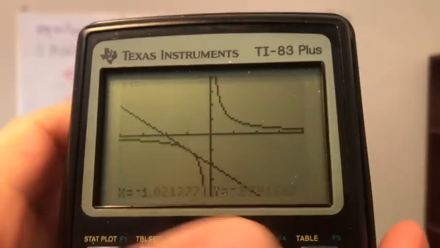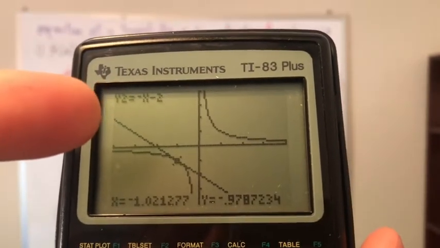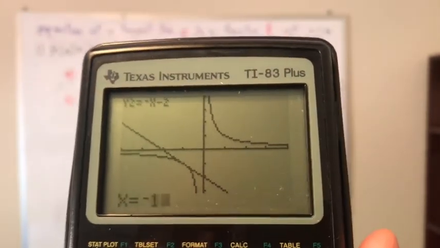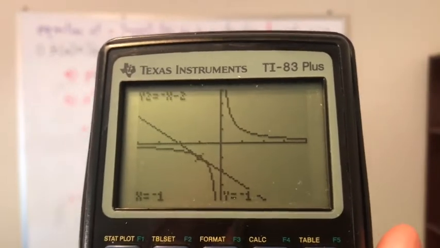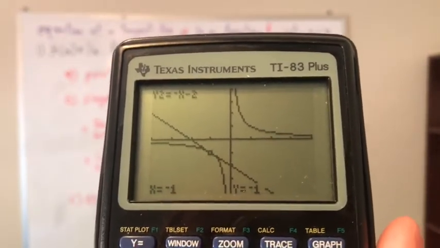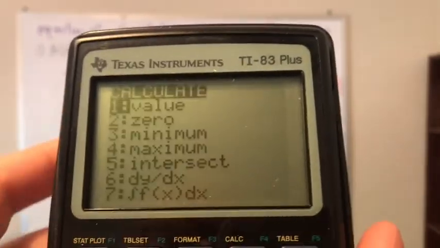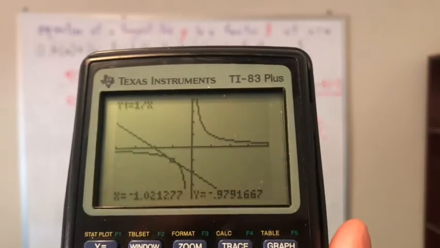Let's see if I use trace on the second function by hitting the down arrow. I'm on the second function, the tangent function. Let's plug in negative 1, and out comes negative 1. So yeah, they share the same point, the tangent point. And do they share exactly the same slope at x equals negative 1? Well, we test that with second calc, dy dx.